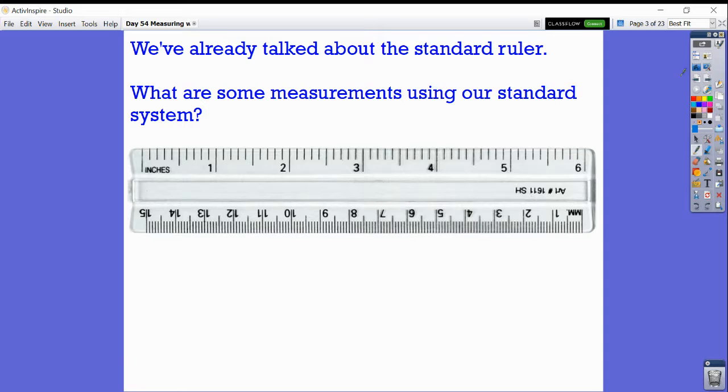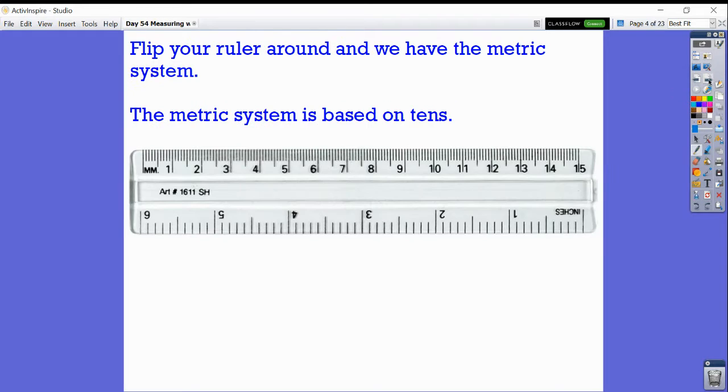We've already talked about the standard ruler, right, where we're using inches and things like that. Inches, yards, feet, miles, those are all our customary units of measurement. That's what we use here in the United States. However, most of the rest of the world uses the metric system, which is the other side of your ruler. See, inches are on this side, the millimeters and centimeters are on this side.